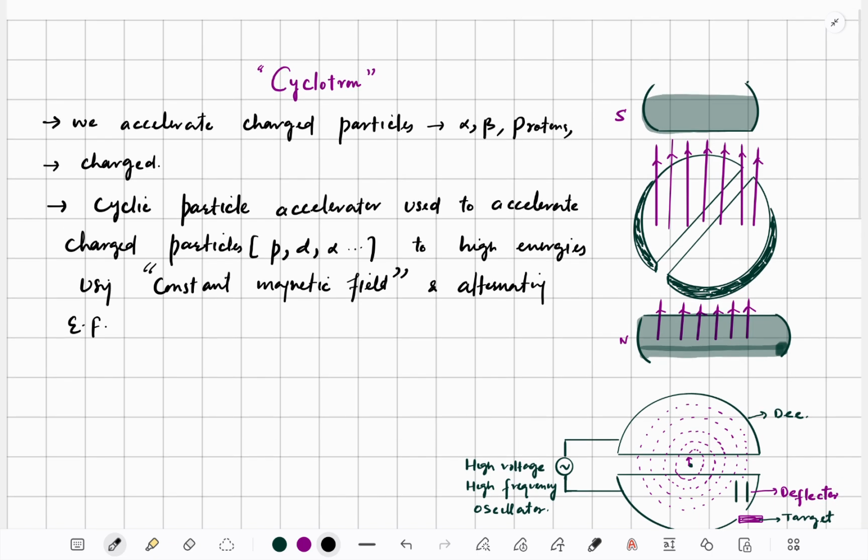So basically we have a magnetic field. We have a circular cylinder which has been cut into two pieces, and each piece is called a D. These Ds are placed in a magnetic field. Let's say the north pole is here and the south pole is here. So the magnetic field will pass through the Ds, and this magnetic field is constant. Then in the cyclotron, we release the charged particle here at the center.